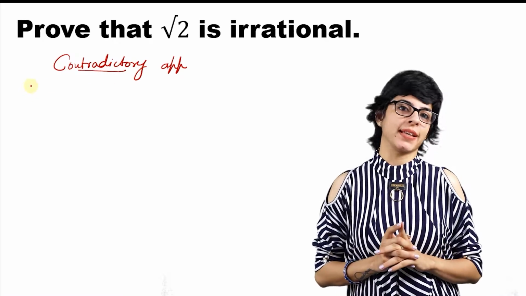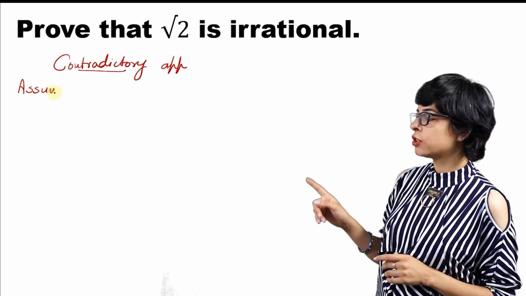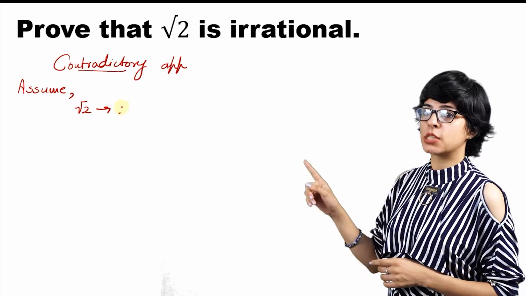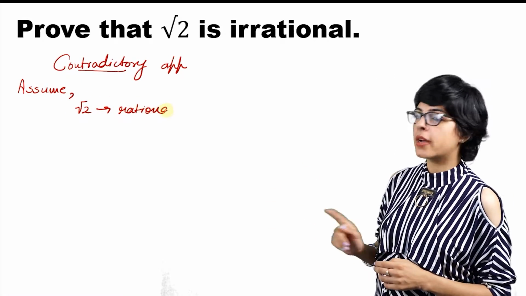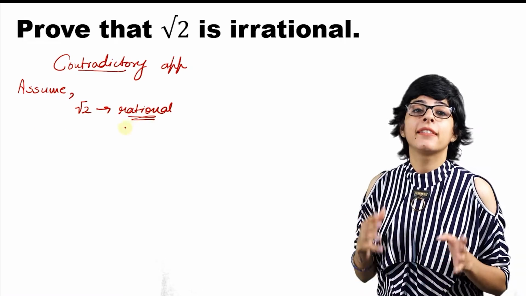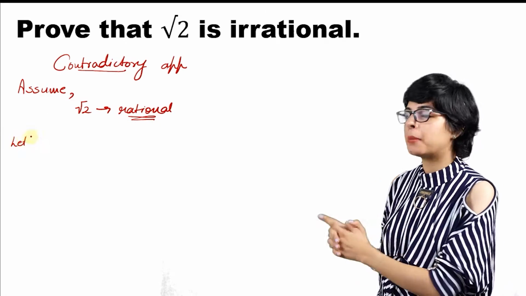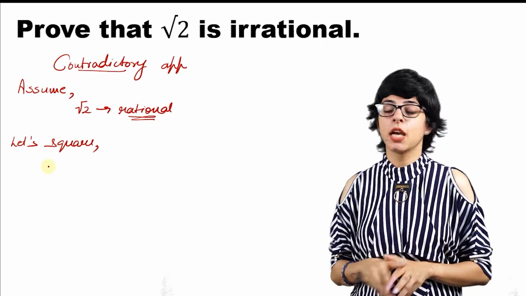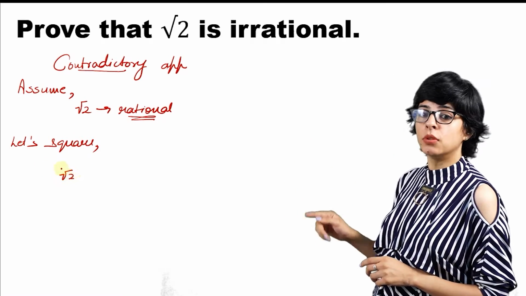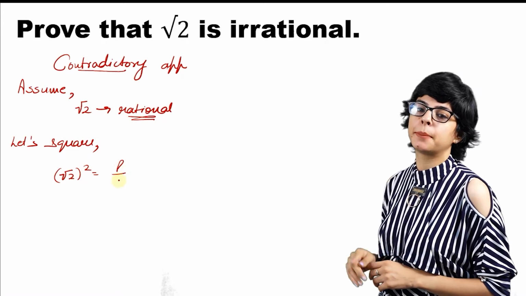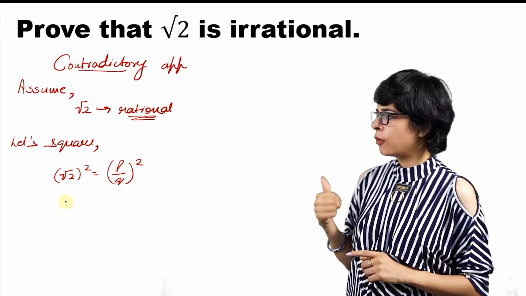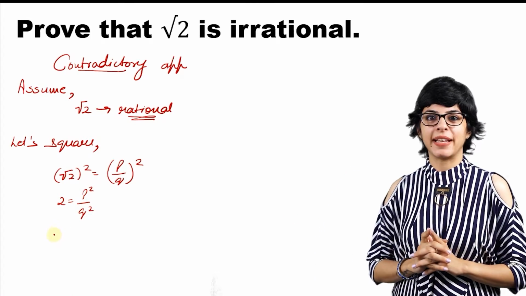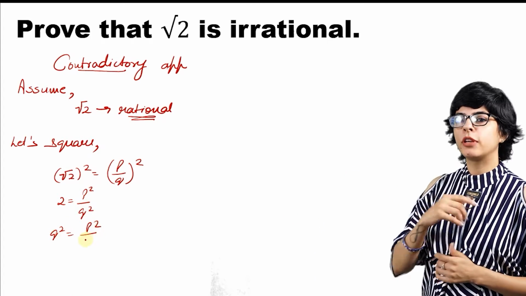Now let us square both the sides. So root 2 whole square is equal to p upon q whole square. After squaring both sides we get 2 is equal to p square upon q square. Q square is equal to p square upon 2, and therefore p square can be divided by the number 2. Now according to the last theorem which we have just studied, if p square is divided by 2, then p will definitely be divided by 2. Hence it is proved that we can write p is equal to 2m. Now let's give this equation a name. Let's give it number 1 and we'll move further.